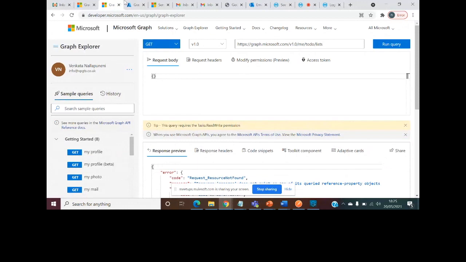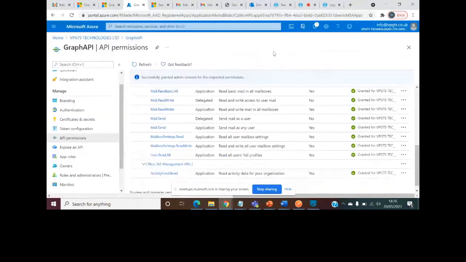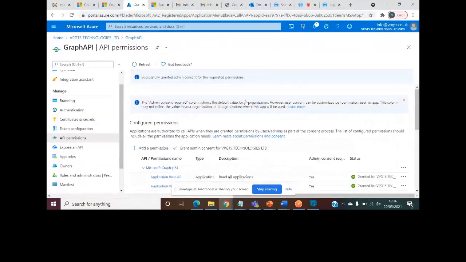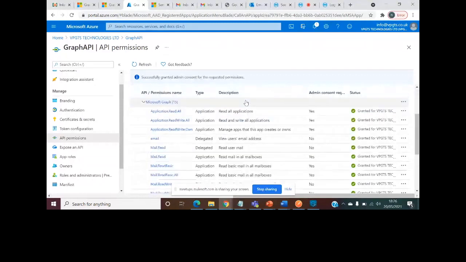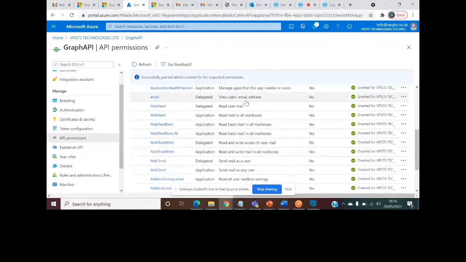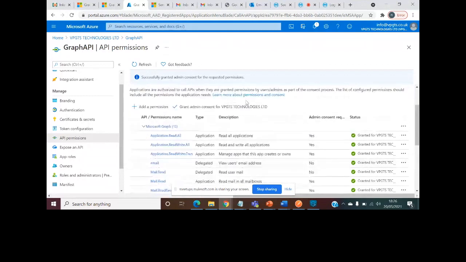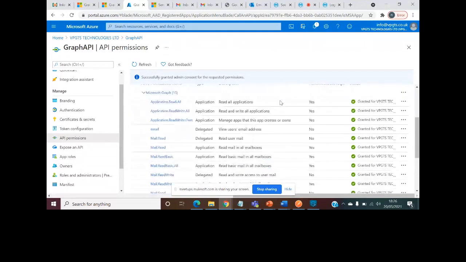And just a little bit touching on configuration. Yes, it requires us to register an API within the Microsoft Graph, and we need to give the necessary permissions, as you can see on the screen now.